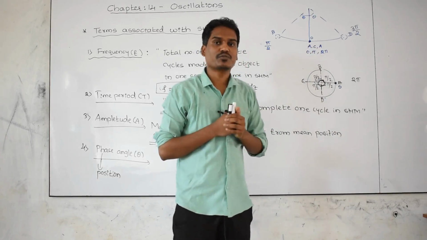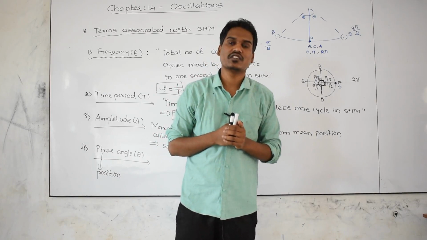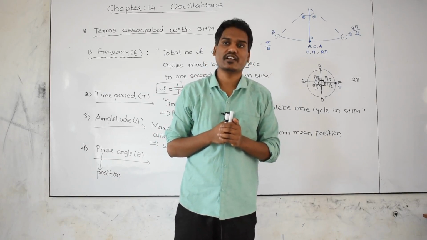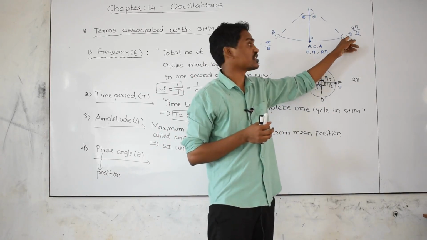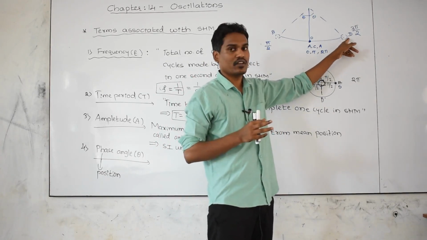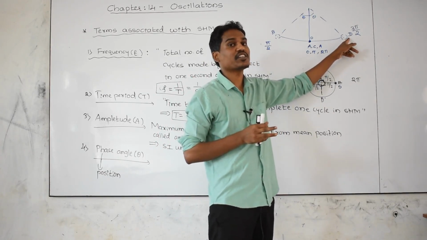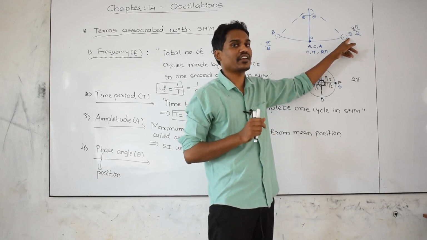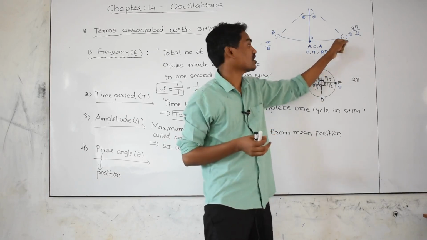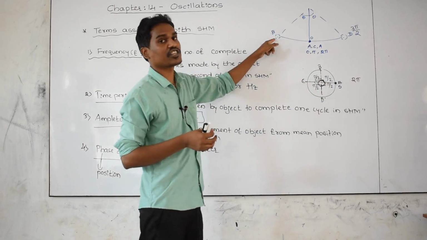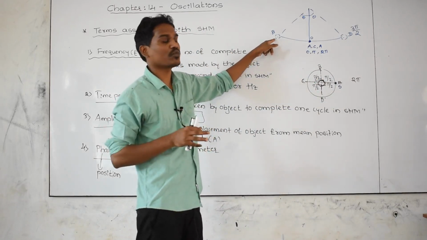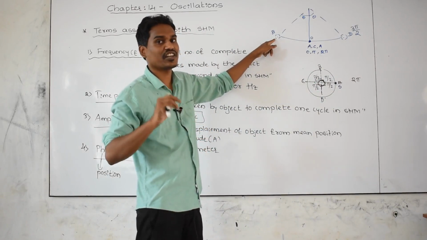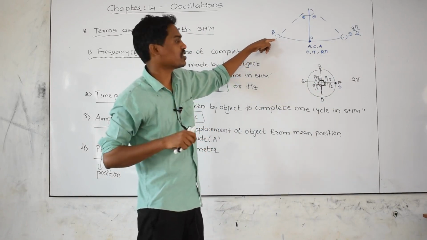The phase angle of the object in simple harmonic motion is 3 pi by 2, which means 270 degree. Then where is the location of the object? That is D, the extreme point. The phase angle is 90 degree, which means pi by 2. Where is the location of the object? That is this extreme position. The phase angle is 360 degree, which means 2 pi. Then where is the location of the object?